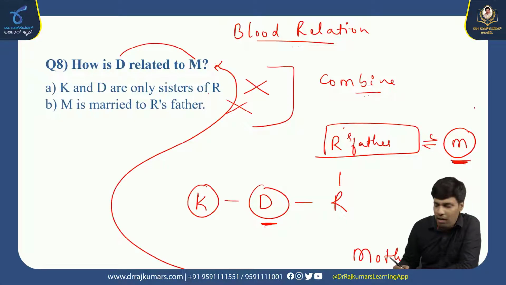D is a daughter of M. So we can clearly say that we have got the data. Here we have got the data by combining two parameters. We need to choose the answer as option 5.